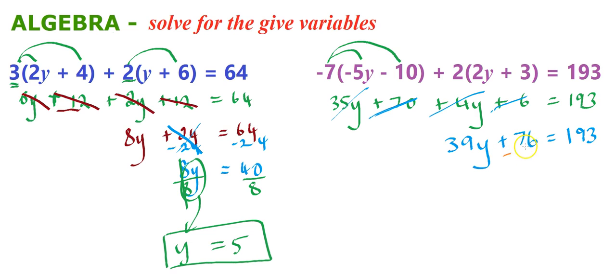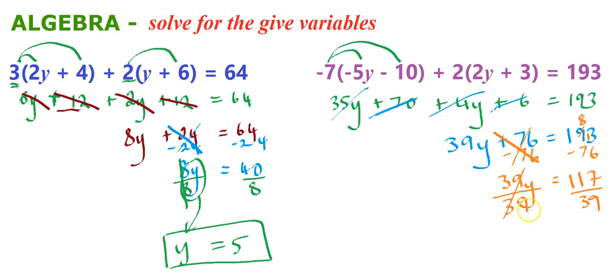So we subtract 76 so that we can cancel out plus 76, and we do that to both sides. Okay, so that cancels out. We now have 39y on the left hand side, and on the right hand side, let's do a quick subtraction. We have 1, 1, 7. And now we divide by 39.